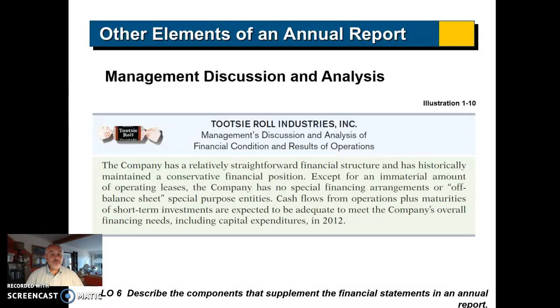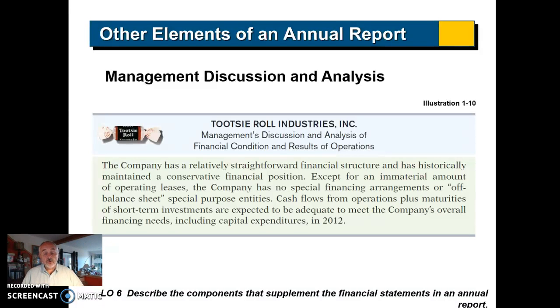Further, it says, except for the immaterial amount of operating leases, the company has no special financing arrangements or off-balance sheet special purpose entities. What it's saying here is, hey, we have normal debt, and that debt is used for our operations. We don't have any special financing.